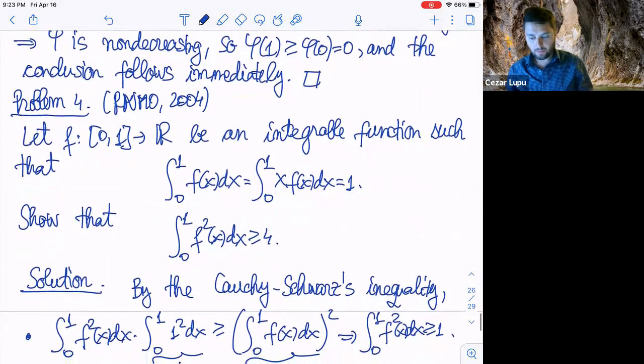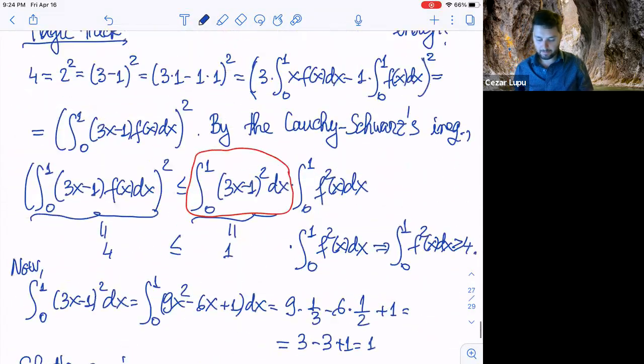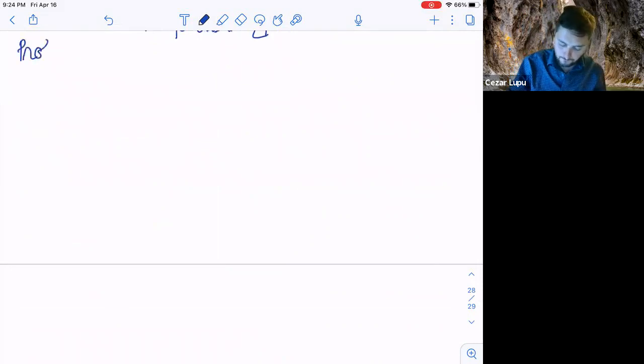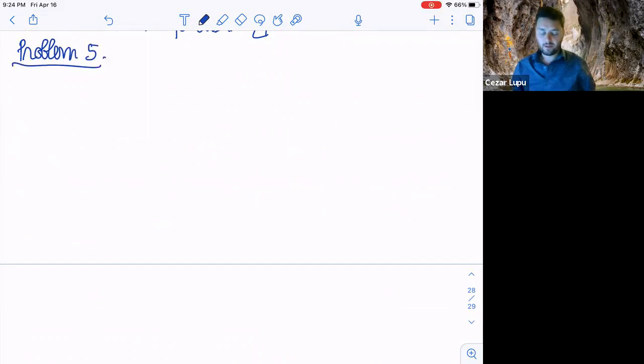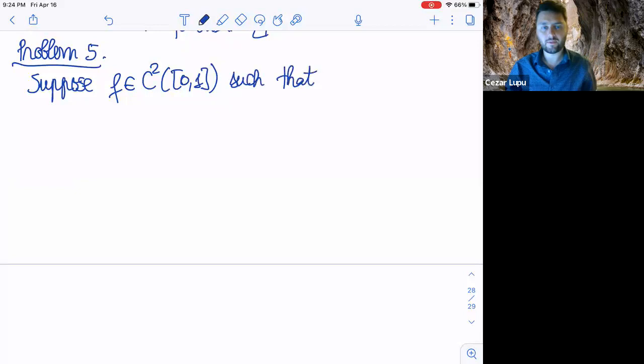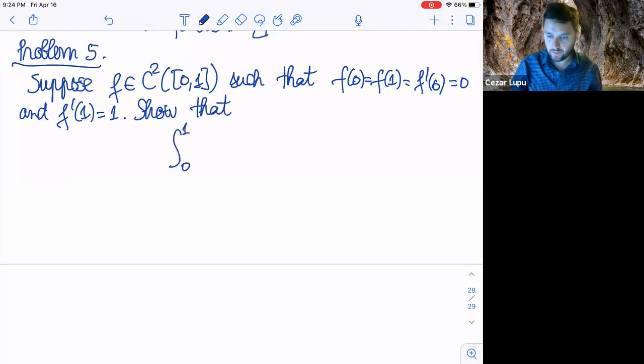Now, let me do another problem, a similar one. So this was problem number 4, now problem 5. Problem 5 says the following. Suppose that f is a C2 function from 0, 1 to the reals, such that f of 0 is the same as f of 1, is the same as f prime of 0, and all three of them are equal to 0, and f prime of 1 is 1. Show that the integral from 0 to 1 of f second prime of x squared is greater or equal than 4.